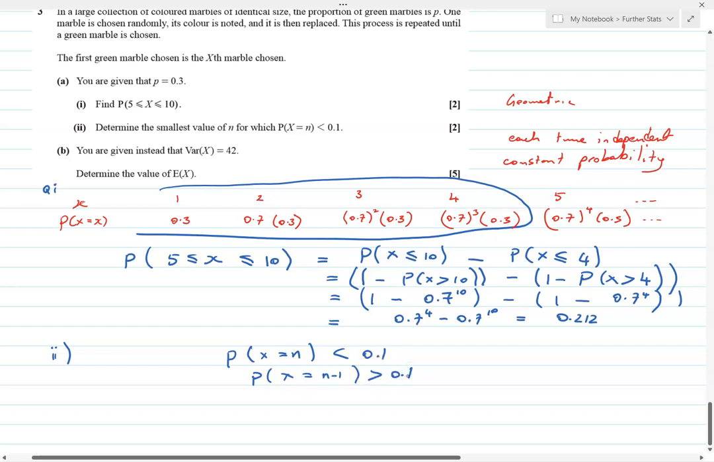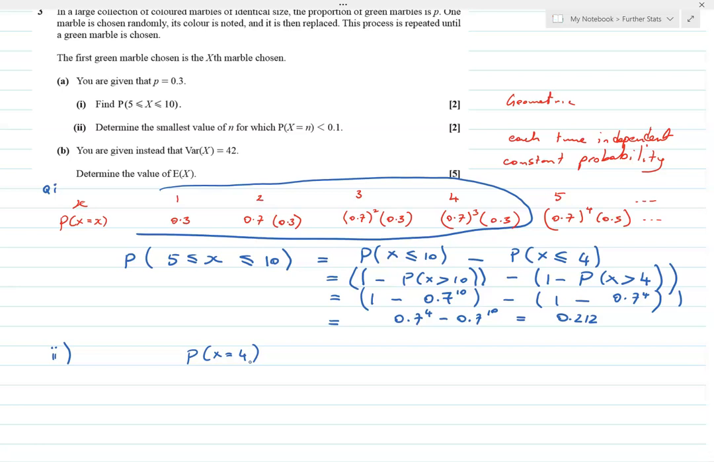So we kind of need that, which you can do by trial and error, but I'm going to use logarithms to do it. Maybe a little bit over the top, because the number actually turns out to be small, turns out to be 5. So you can work out the probability that x equals 4, which I think comes to 0.103.